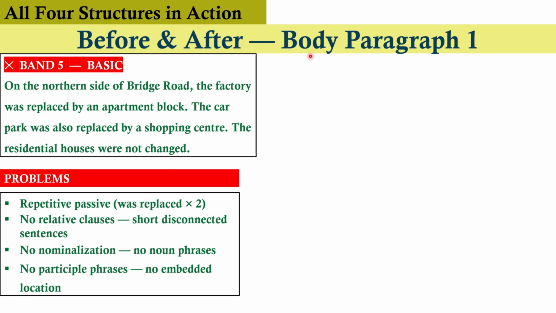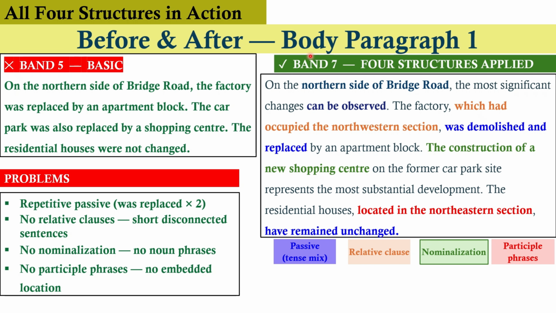On the right, we have the same information rewritten using the 4 grammar structures we have discussed. The indigo highlights show passive voice with a mixture of tenses. The factory was demolished and replaced, while the residential houses have remained unchanged. Using both past and present forms helps demonstrate grammatical variety.